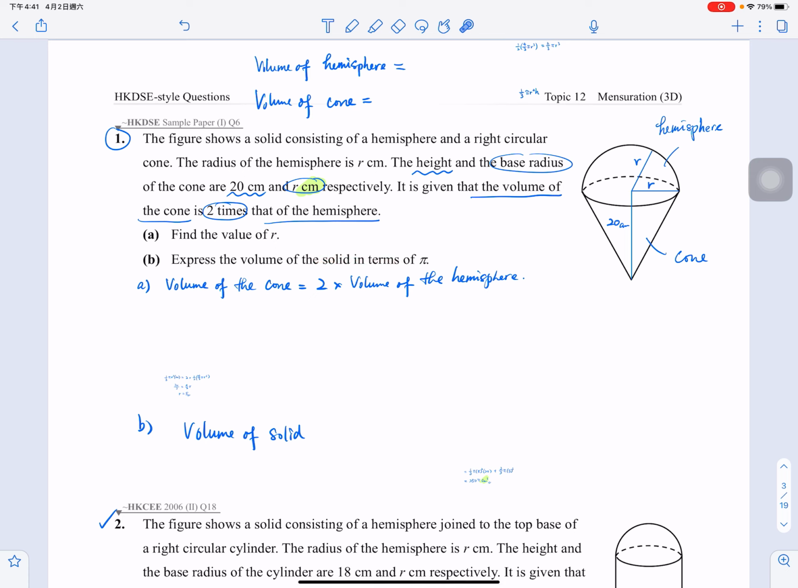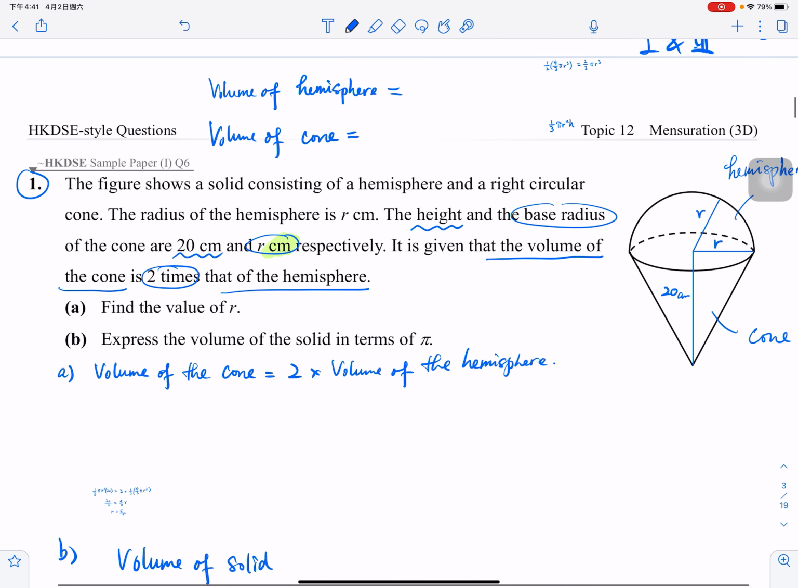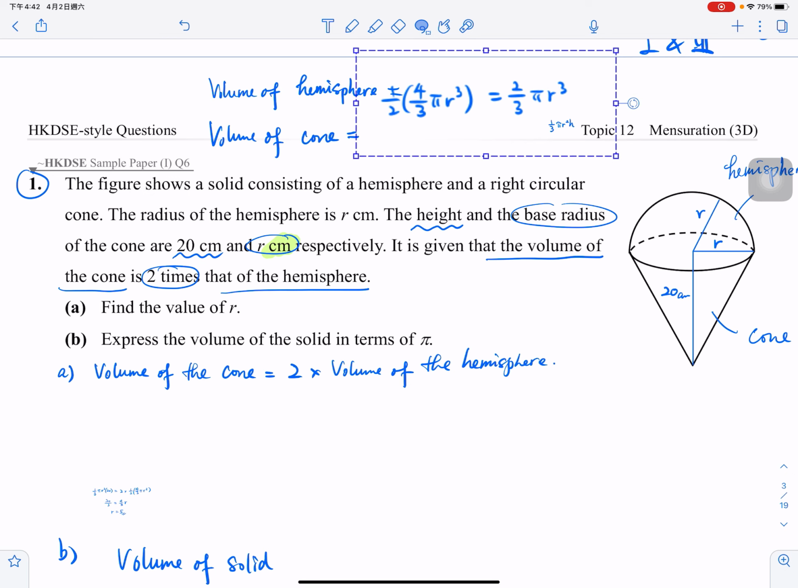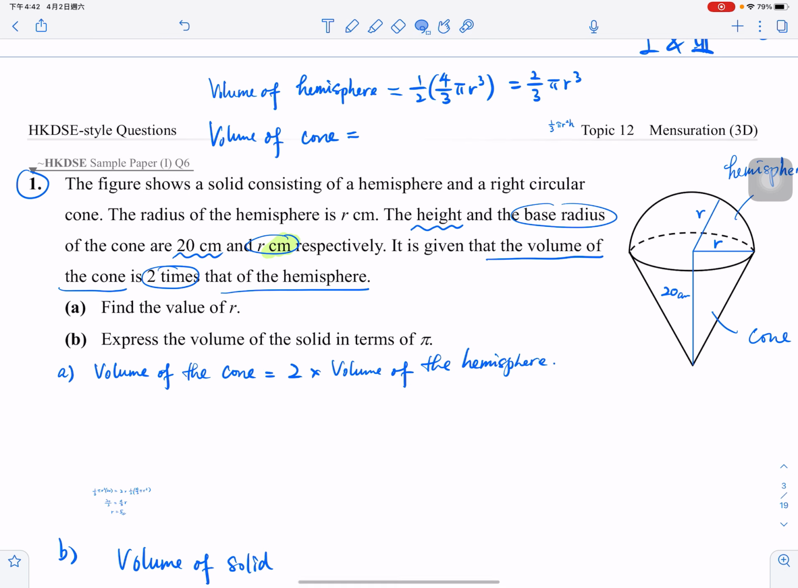How to find the value of r? This is a relation. That means we need to know the volume of a cone. What is the formula? Do you remember? And the volume of a hemisphere. Do you remember? Yeah, very good. It's half of the volume of a sphere, so half of 4 over 3 pi r cube. So it's 2 over 3 pi r cube. Very good. How about the volume of a cone? Good. So this one, 1/3 of pi r square h.